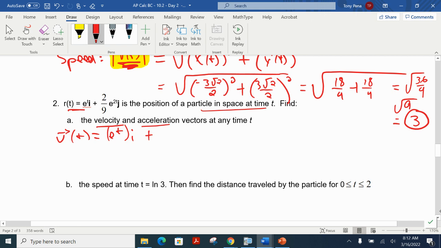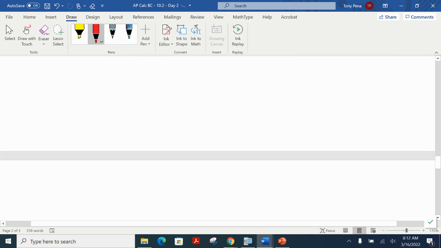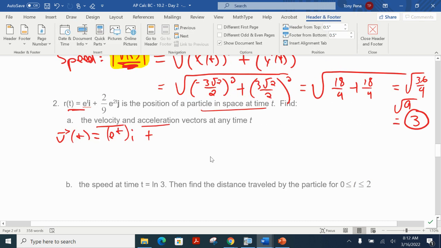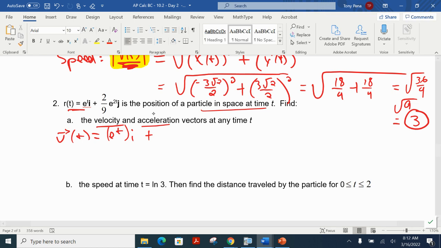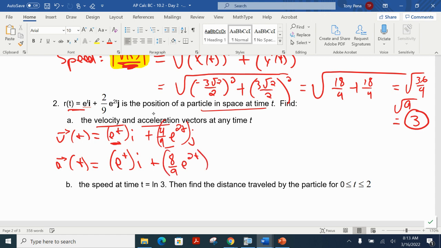The next one, you would have had 2/9 e to the 2t times 2. So when we simplify that, that would give us 4/9 e to the 2t as our j term. So that's our horizontal rate of change, our vertical rate of change. If I wanted the acceleration vector, same process, take the derivative of each. So e to the t would just remain the same again. This would be 4/9 e to the 2t times 2, so this would give us 8/9 e to the 2t as our j.